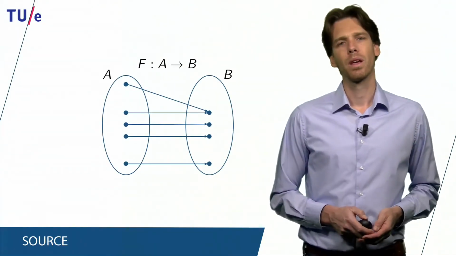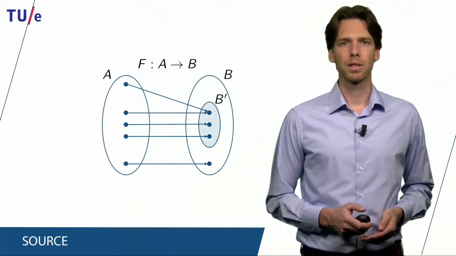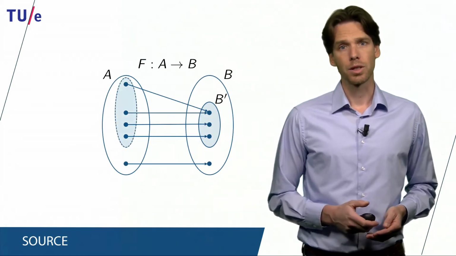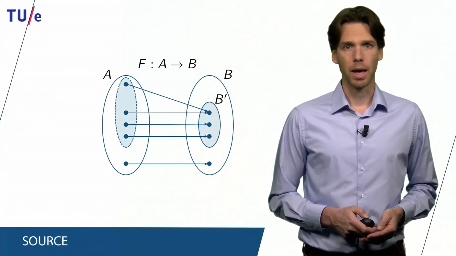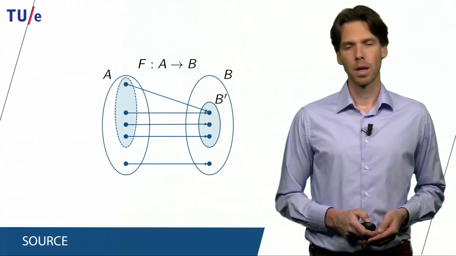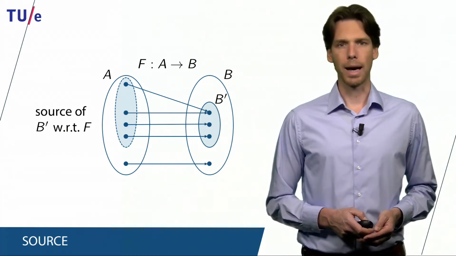In this lecture we shall define what is meant by the source of a subset of the codomain of a mapping. If F is a mapping from A to B and B' is a subset of B, then we may be interested in the subset of the domain of the mapping, A, consisting of all those elements that map into B'. This subset is often referred to as the source of B' with respect to F.